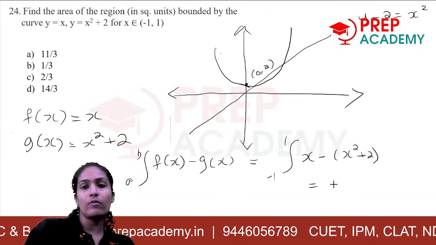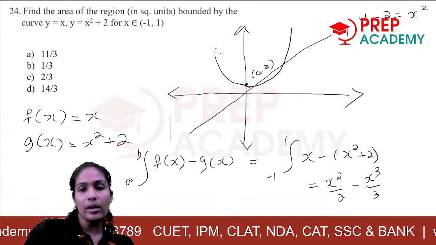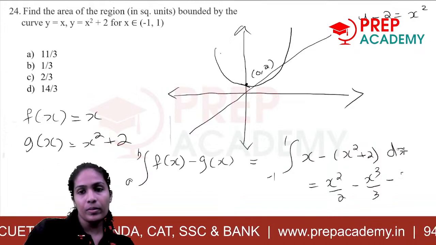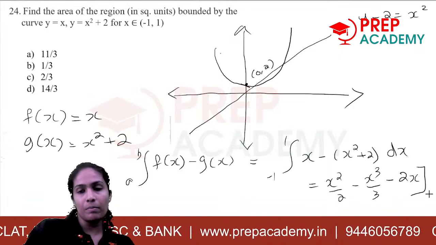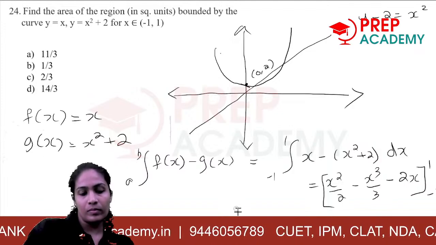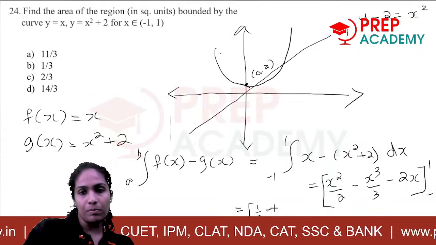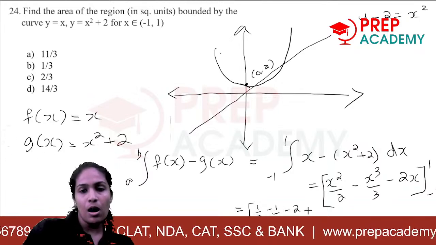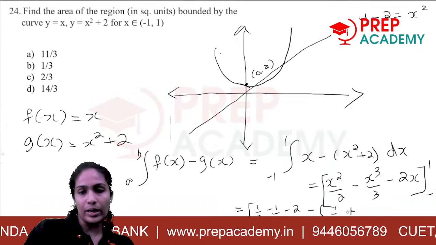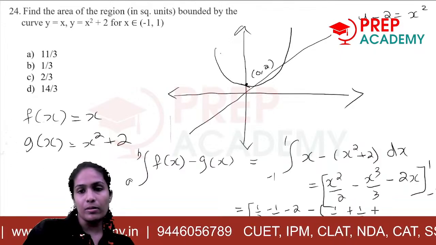That is equal to the integral of x, which is x square by 2, minus the integral of x square, which is x cube by 3, minus the integral of 2, which is 2x, in the limits minus 1 to 1. On applying the upper limit, 1 by 2 minus 1 by 3 minus 2, minus the lower limit: minus 1 square is 1, that is 1 by 2, minus 1 cube is minus 1, so plus 1 by 3, minus 2 into minus 1 is plus 2.